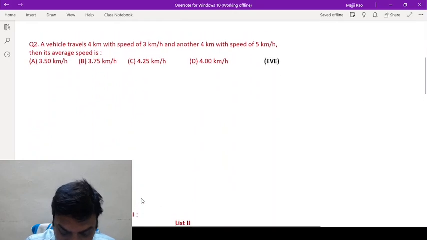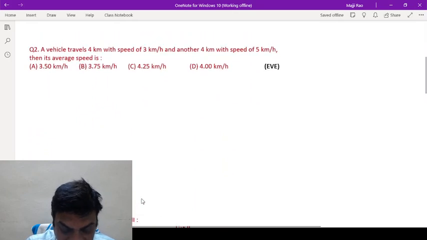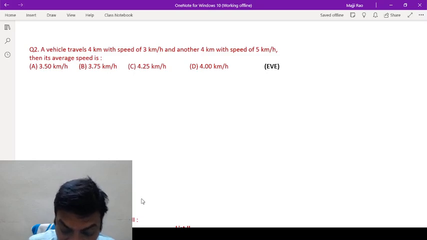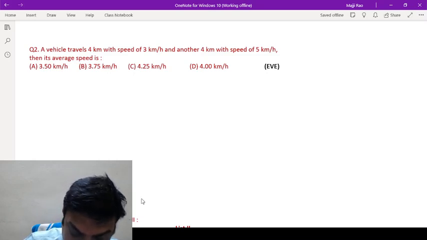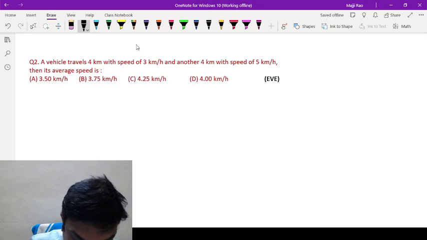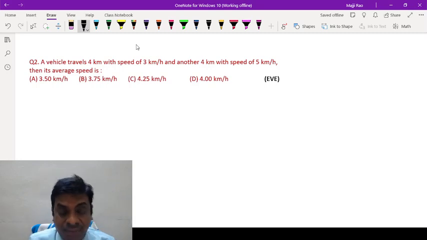As you can see, a vehicle travels 4 kilometer with speed 3 kilometer per hour and another 4 kilometer with speed 5 kilometer per hour. Then its average speed is. Student, we have already solved these kind of questions earlier because earlier also they were asked. Now again I would repeat this.